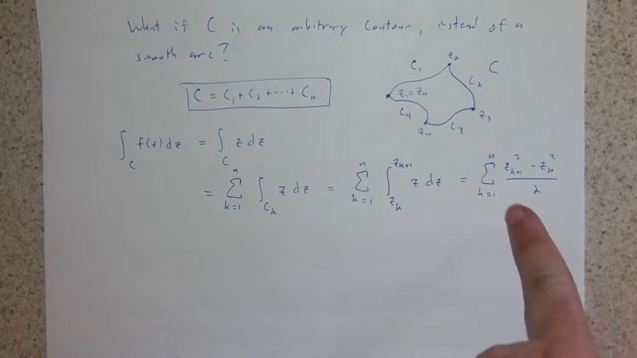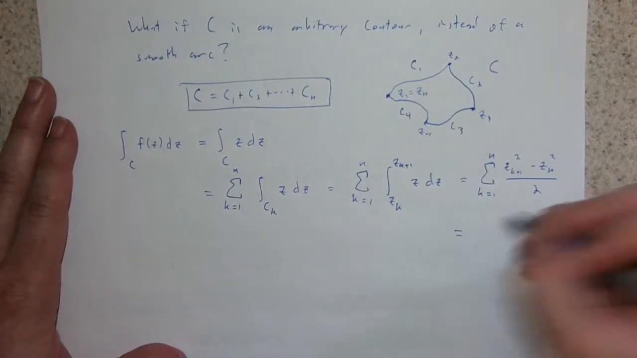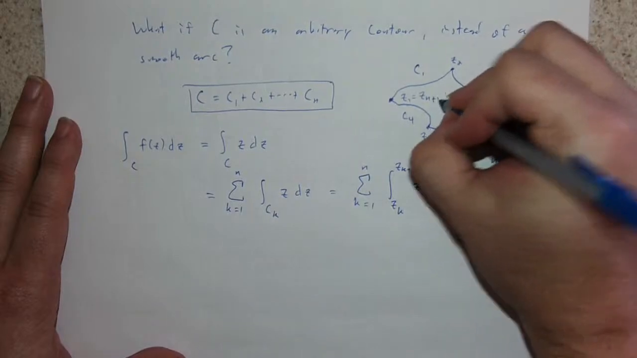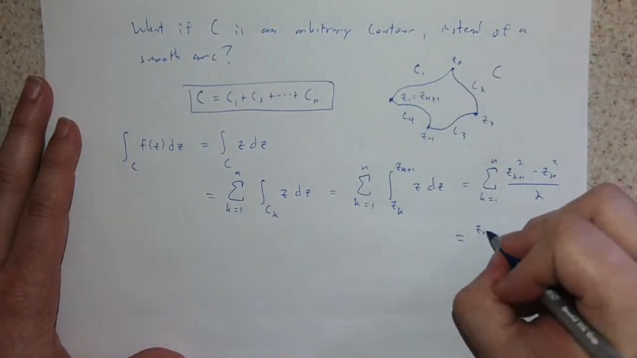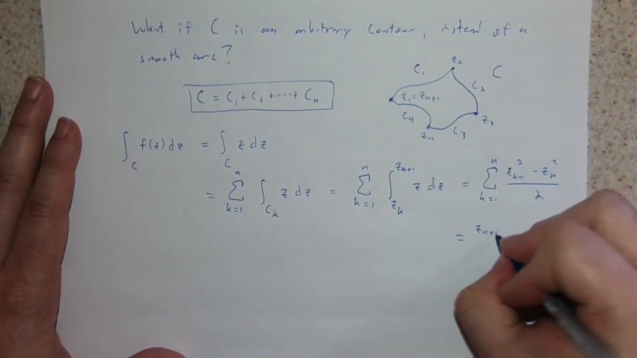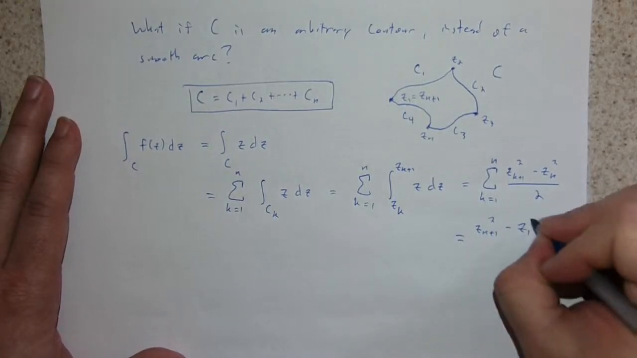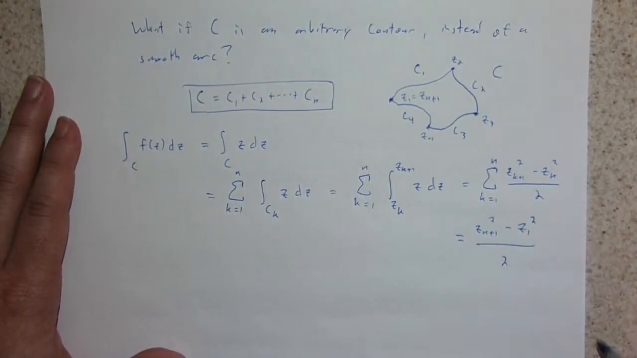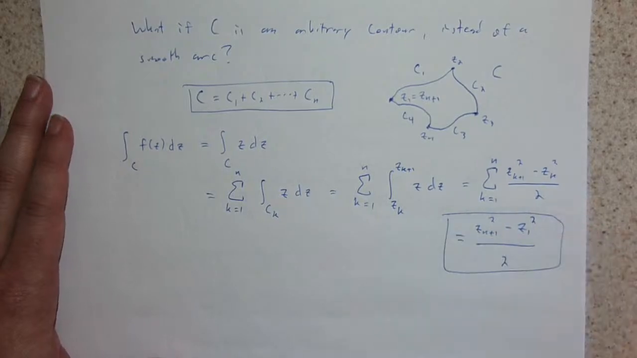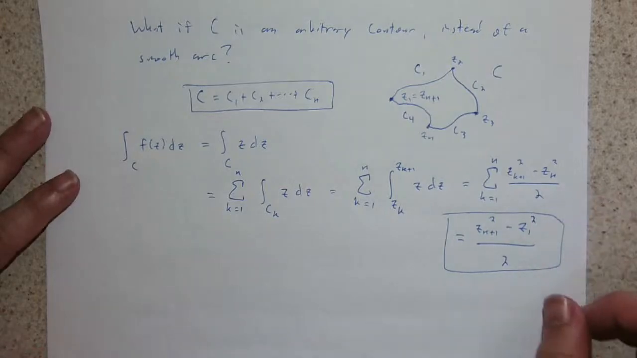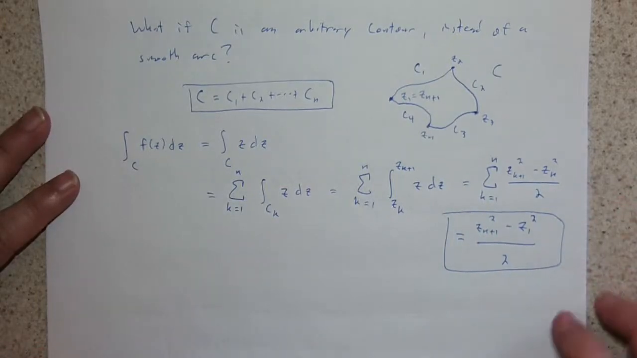But this is a telescoping series. And actually what I get is the last, this is z sub n plus 1, to keep this notation going. So this is z sub n plus 1 squared minus z sub 1 squared over 2. And so, using the fact that this series is telescoping, and all the middle terms cancel out, we just have terminal minus initial here.